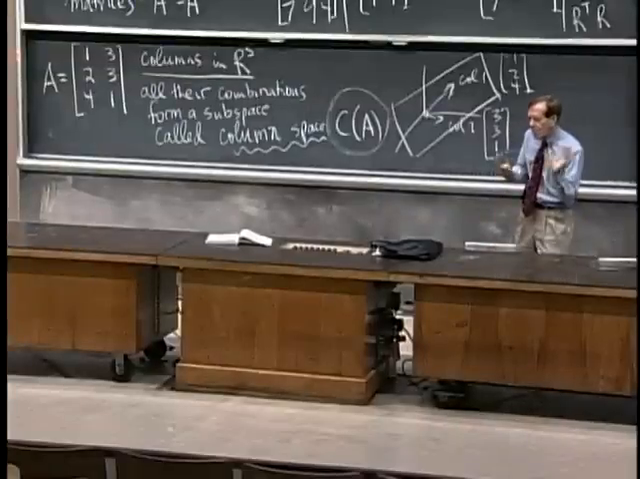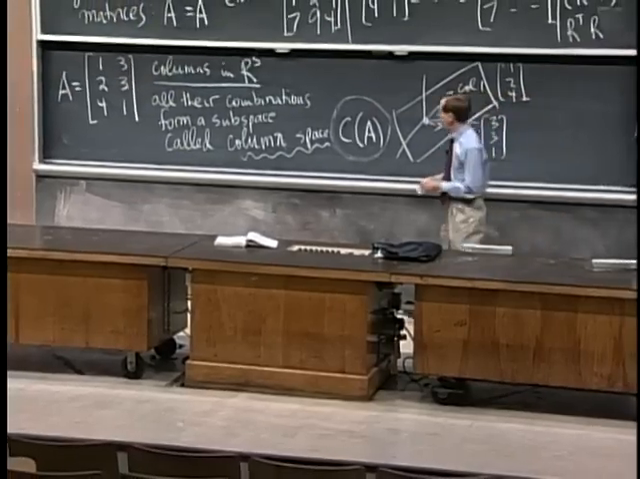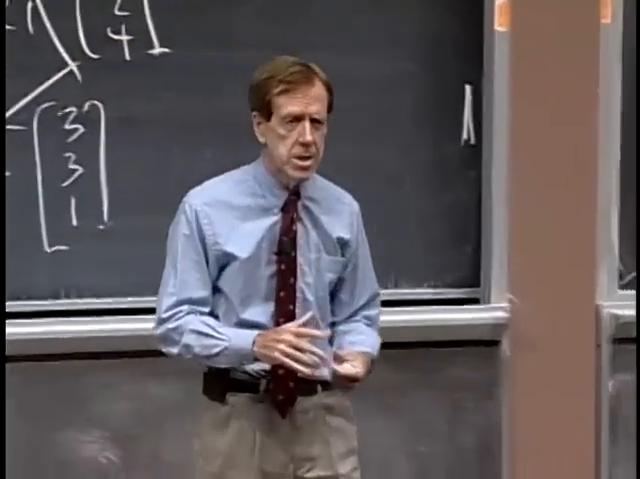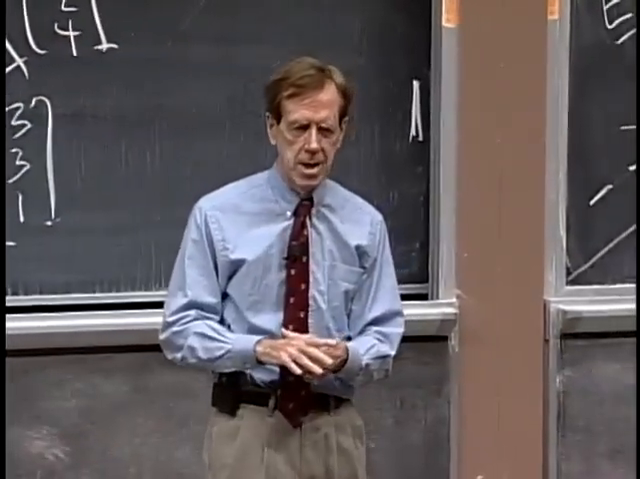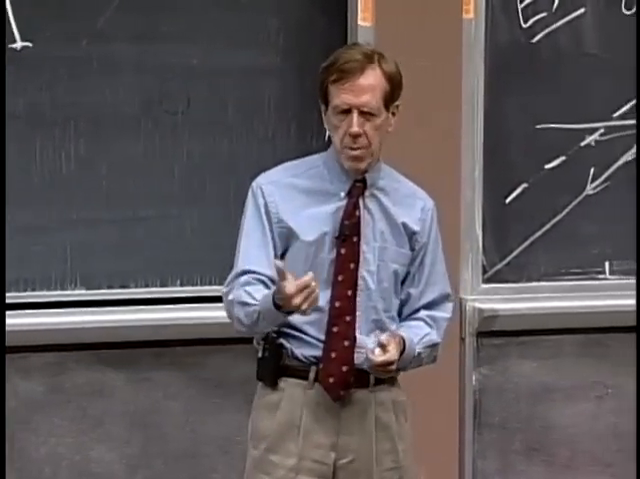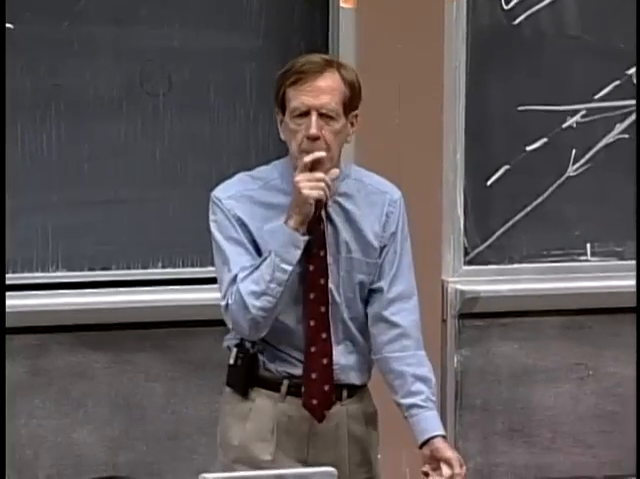How do I understand Ax equal b in this new language of vector spaces and column spaces? And what are other subspaces? So the column space is a big one. There are others to come.